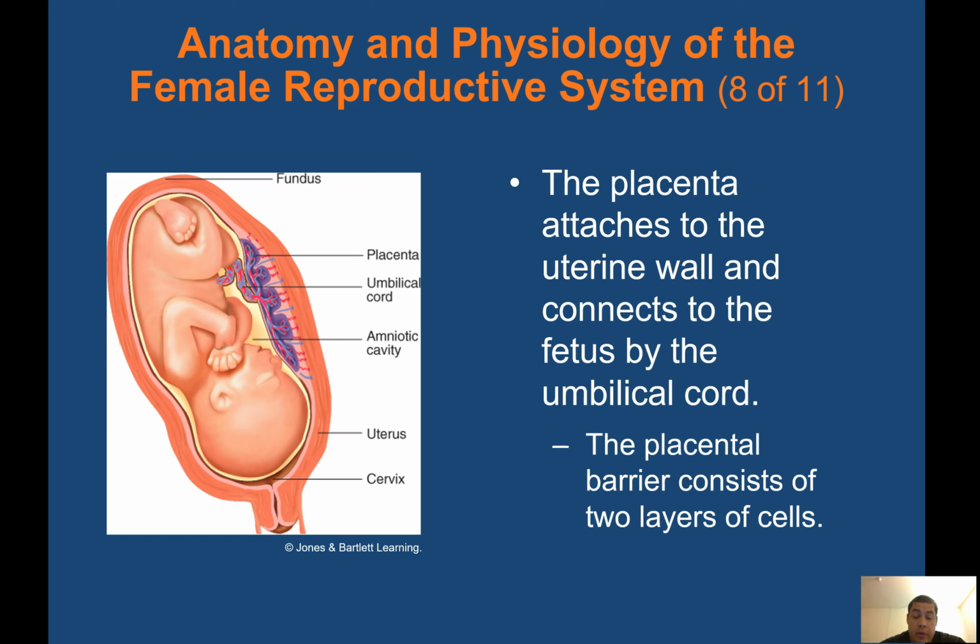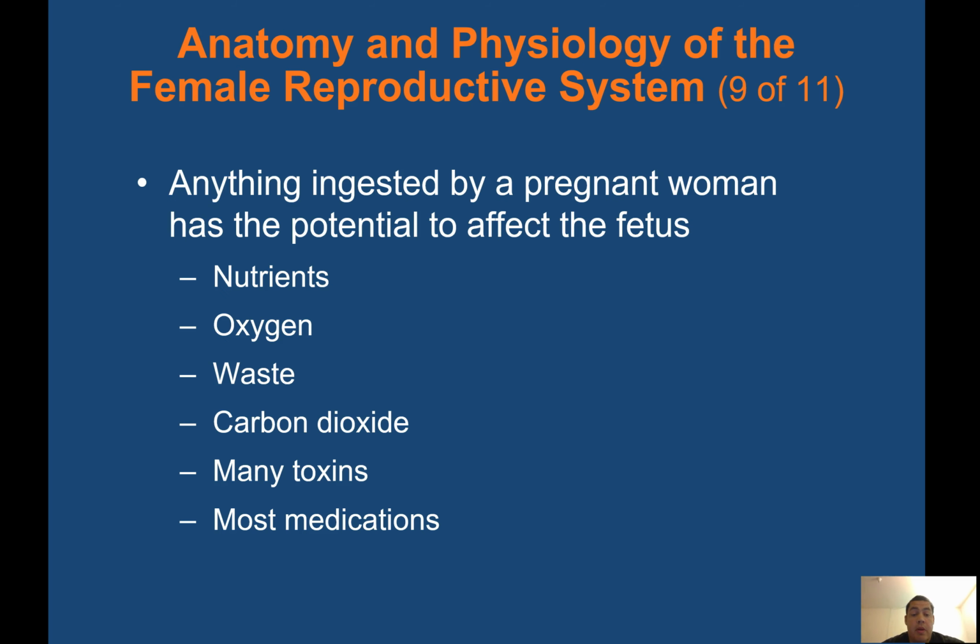The placenta attaches to the uterine wall and connects to the fetus by the umbilical cord. The placental barrier consists of 2 layers of cells. Anything ingested by a pregnant woman has the potential to affect the fetus: nutrients, oxygen, waste, carbon dioxide, many toxins, most medications. So this is why they tell you, if you're pregnant, don't drink or smoke, because it could potentially be passed on to your newborn. And also any medications you might take, even pain pills, are going to cross that placental barrier, and especially with pain medications, it might slow your newborn's respiratory rate down, which could lead to serious complications.